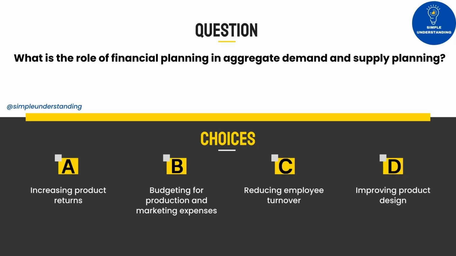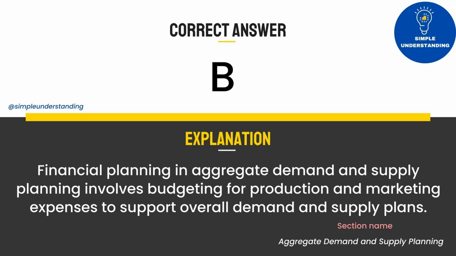9. What is the role of financial planning in aggregate demand and supply planning? A. Increasing product returns. B. Budgeting for production and marketing expenses. C. Reducing employee turnover. D. Improving product design. Correct answer: B. Explanation: financial planning in aggregate demand and supply planning involves budgeting for production and marketing expenses to support overall demand and supply plans.